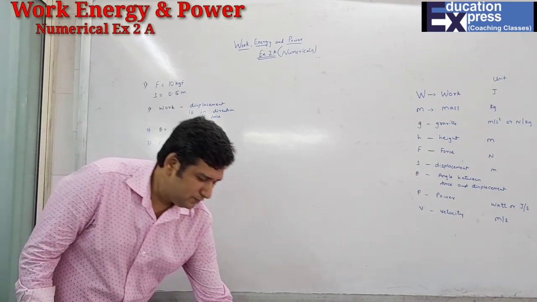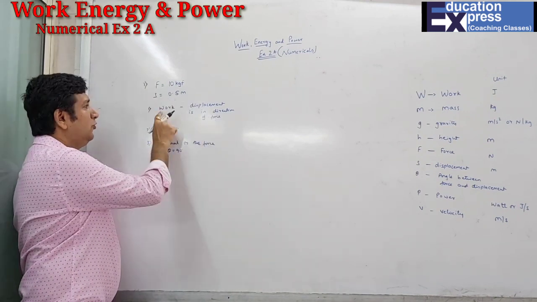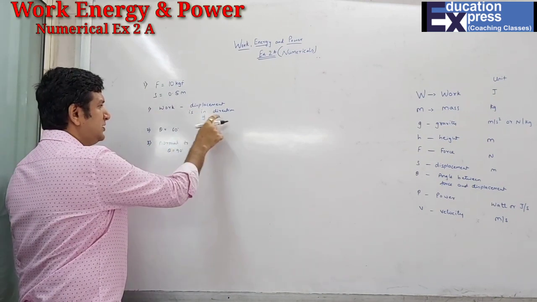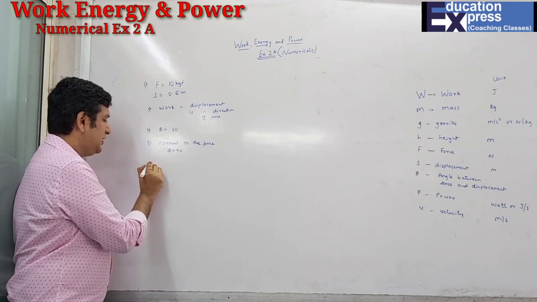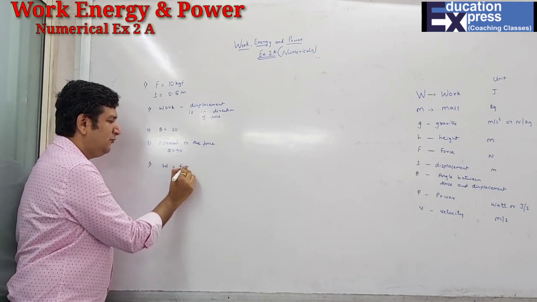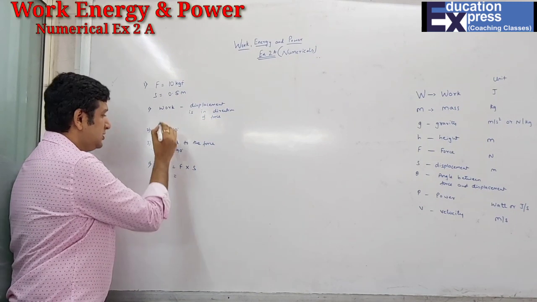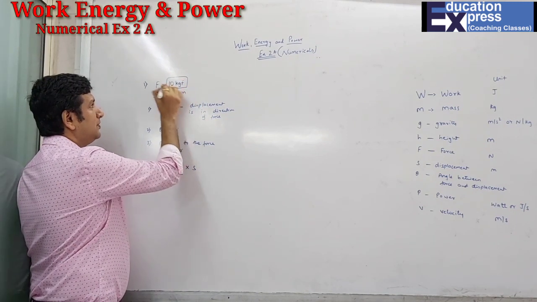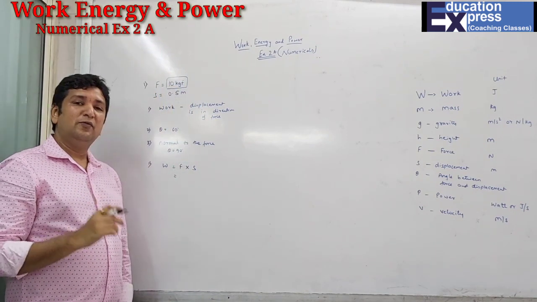So now, first of all, they have asked us to find the work done when the displacement is in the direction of force. So students, when the displacement is in the direction of force, the simple formula is F into S. The force is 10 kgf, which is not acceptable. So I have to convert this into Newton.